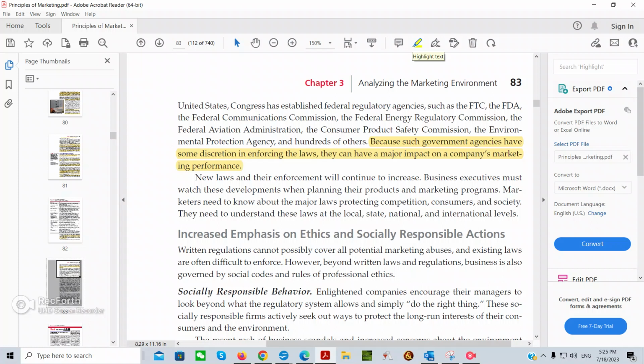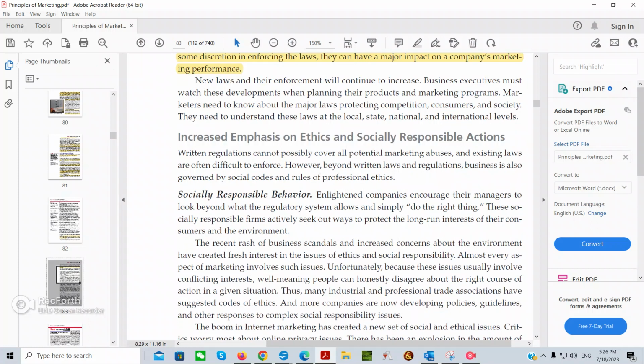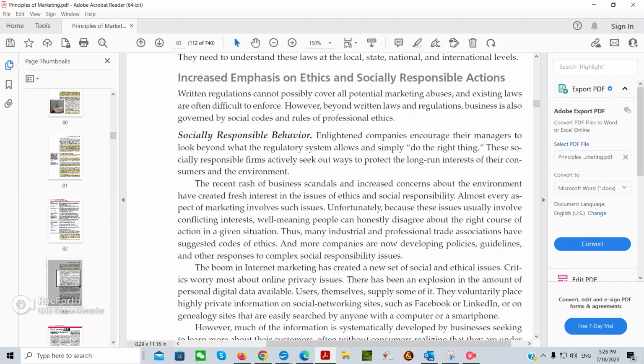Now, new laws and other enforcements will continue to increase. Business executives must watch these developments when planning their products and marketing programs. Marketers need to know the major laws protecting competition, consumers, and society. They need to understand how these laws apply at the local, state, national, and international levels. There is also increased emphasis on ethics and socially responsible actions.